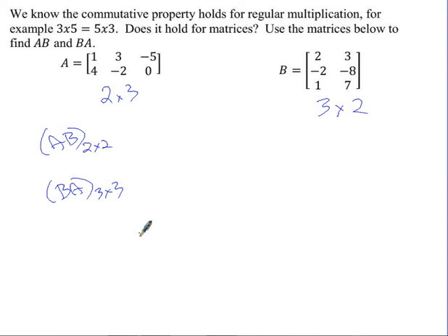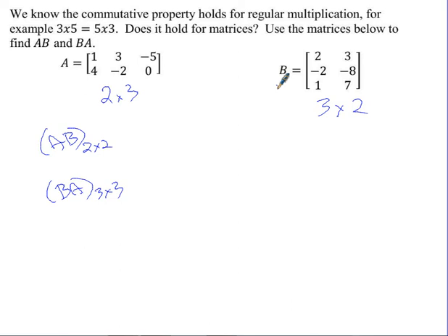Now, what if we had a 2 by 2 and a 2 by 2? Does the commutative property hold there? Did it hold here? You know what a counterexample is? An example of something that proves something false, right? Does this example prove the commutative property false for matrices? Yes.